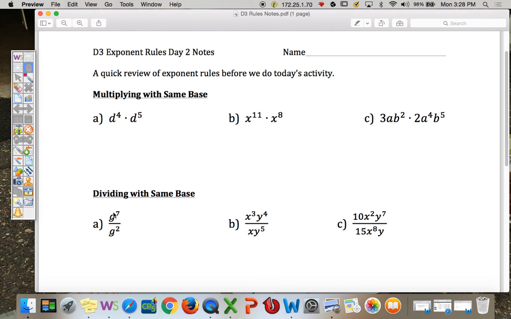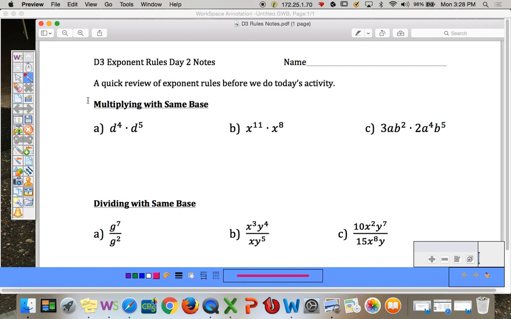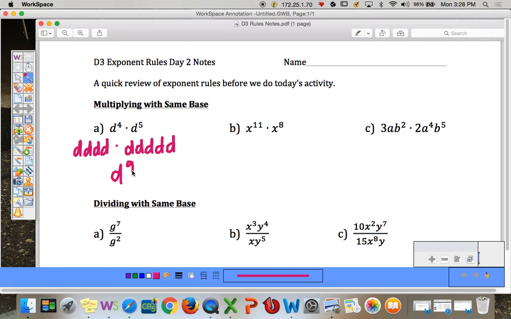Multiplying with the same base. If you forget any of these rules, you can expand it and write it out. D to the fourth means 4 D's times d to the fifth, which is 5 of them. And so if you count how many d's there are, this is d to the ninth. So you learn that if something has the same base and they're being multiplied, you can add the exponents. So this would be x to the 11 plus 8 is 19.